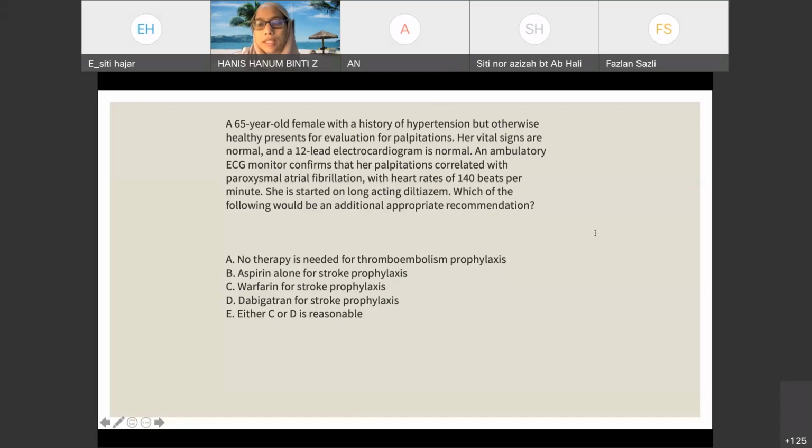Tadi saya cakap dabigatran ada interaction dengan diltiazem. You need to check, okay? I tak ingat tadi, to be honest. Kalau ada interaction with diltiazem, you can offer other NOAC. You can check for the interaction lah. Mana NOAC yang tak ada interaction with diltiazem, you can give. Alright, thank you Anis for pointing that out. Diltiazem increases blood level and effects of the dabigatran. So perhaps you can use other NOAC.